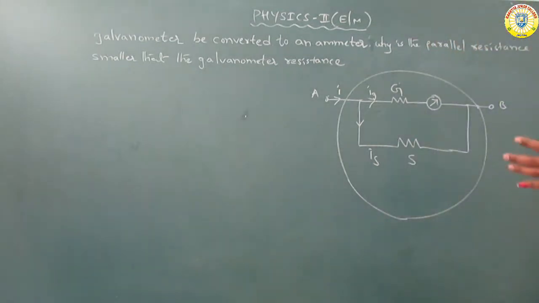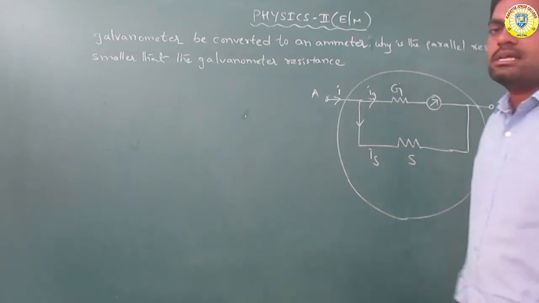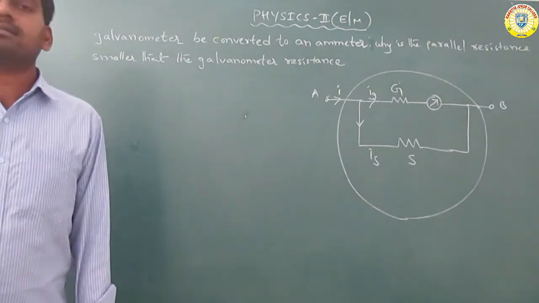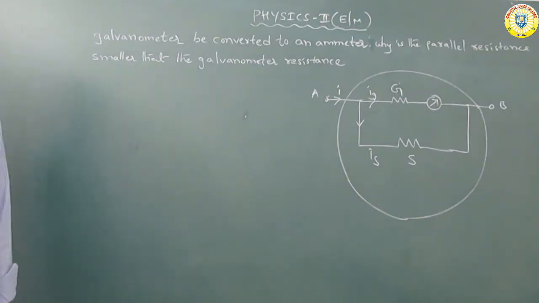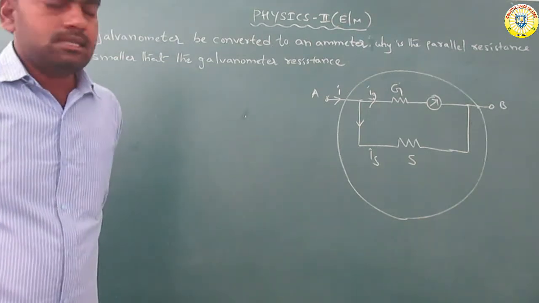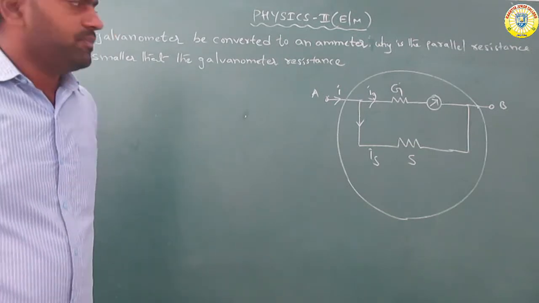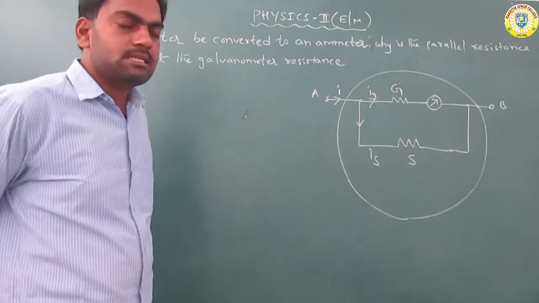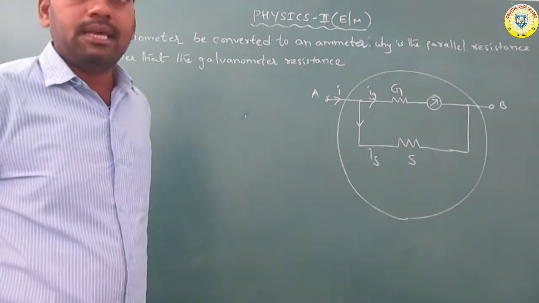Okay, got it. So the galvanometer is converted to the ammeter, and the shunt resistance, a small resistance, is connected to the circuit. The ideal ammeter resistance is taken as 0. G and S are the galvanometer resistance and the shunt resistance. IG and IS are the galvanometer current and the shunt current. The shunt resistance is a smaller resistance connected in parallel to the circuit.